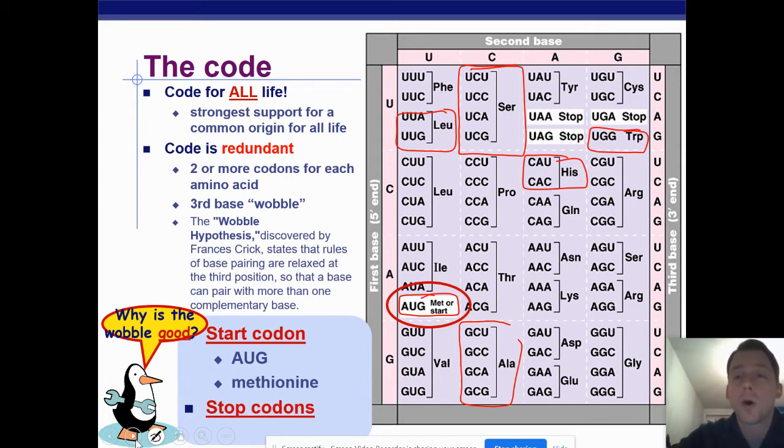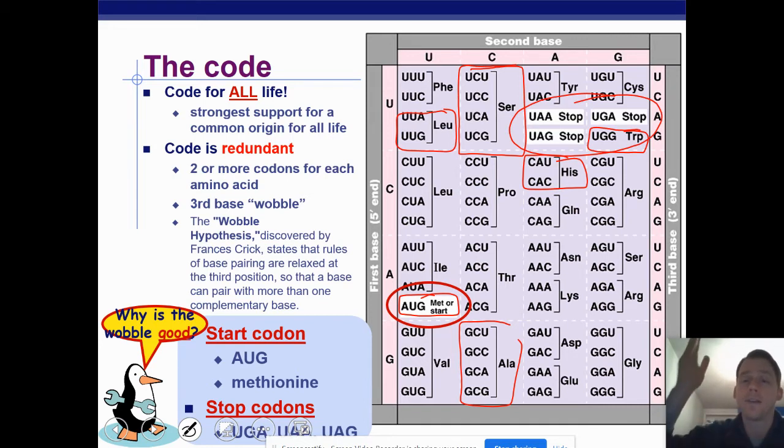Then there are stop codons, UGA, UAA, and UAG, that you can see there highlighted in white. These are all of the codons that will end an amino acid chain. So this tells the ribosome that the amino acid chain is done. Right? Now, how do you read this chart?